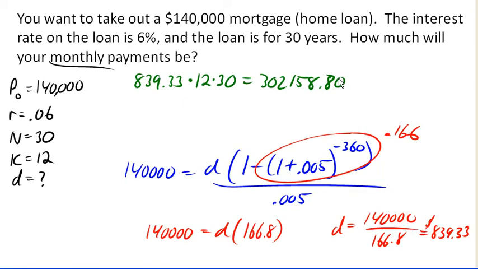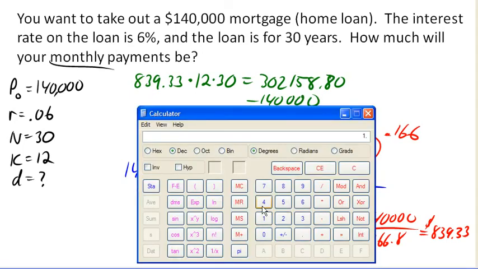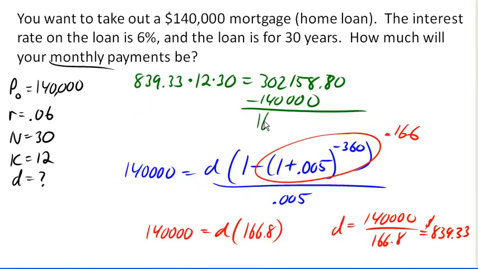$302,000. Now, if we take away the original loan amount, so let's take away 140,000, that leaves me with 158.80 thousand in interest. So over the 30 years, I'm paying more than the value of the house in interest. Now, this is largely because of the length of time over which a home loan exists. So it's very common to be paying a very high amount of total interest over the life of the loan.